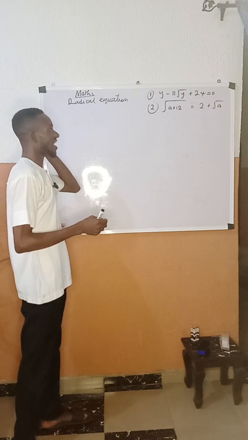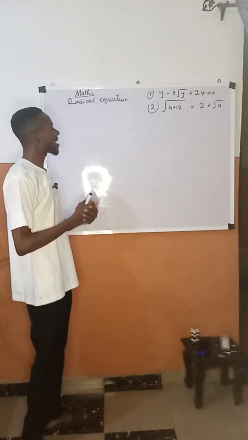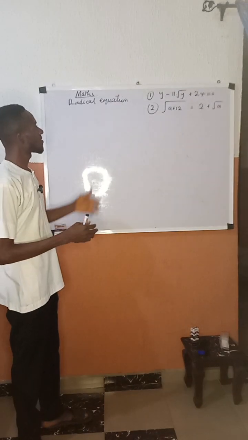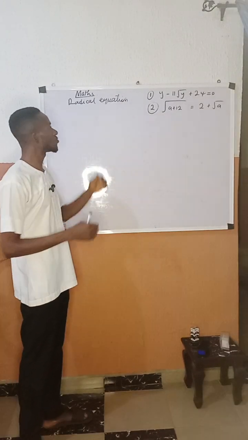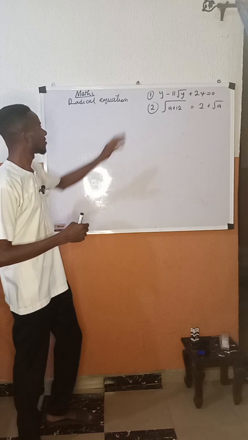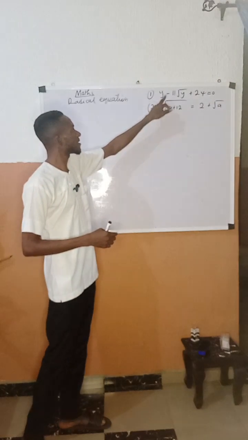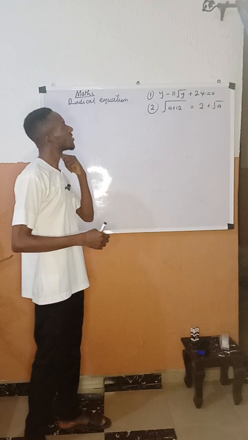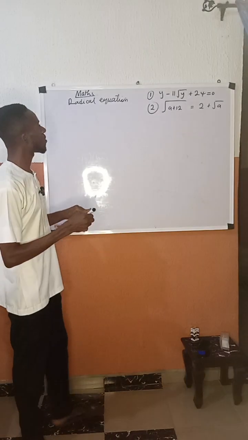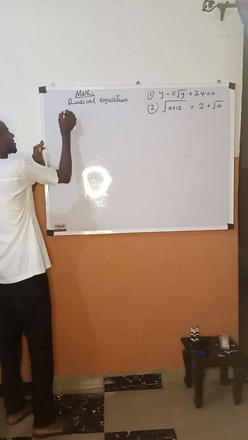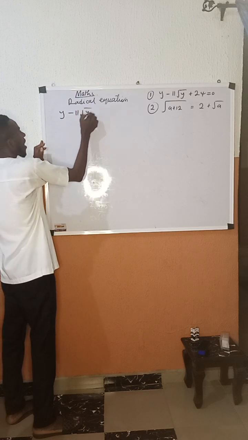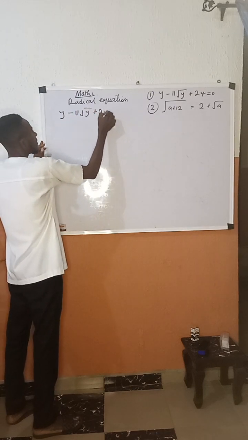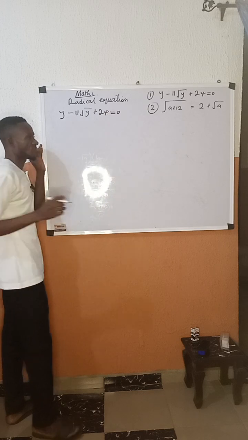Today, we should be looking at a quick approach on how to find the values of the unknowns from these two equations. Number one says y minus 11 root y plus 24 equals 0. That is y minus 11 root y plus 24 equals 0.